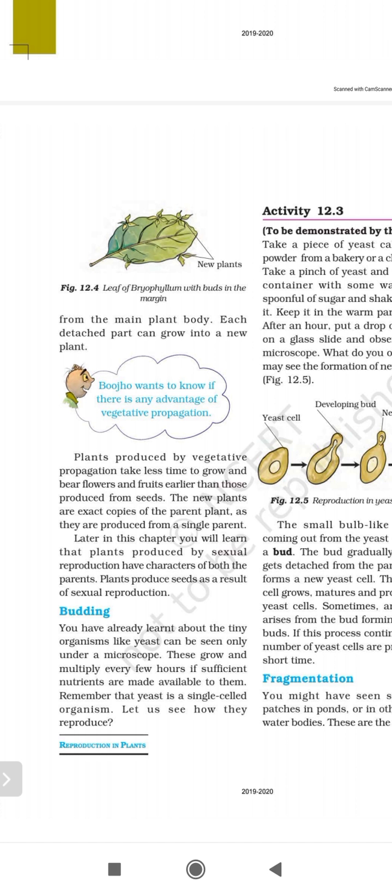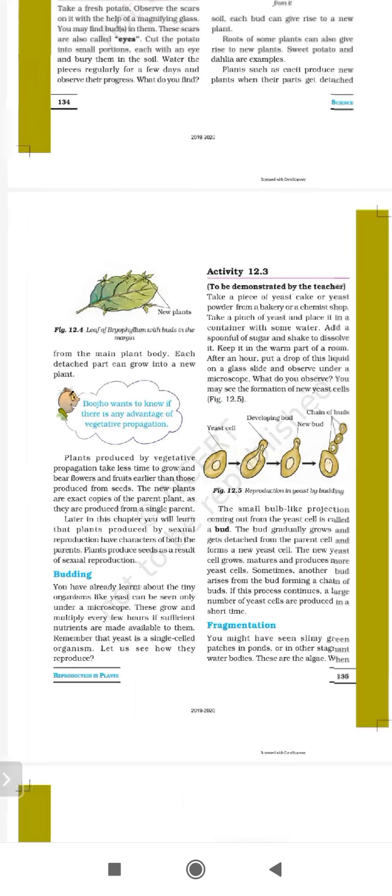The parent plant is the same as the daughter plant. Always, the new plant grown is called the daughter plant, right? So in asexual reproduction, the same thing happens.